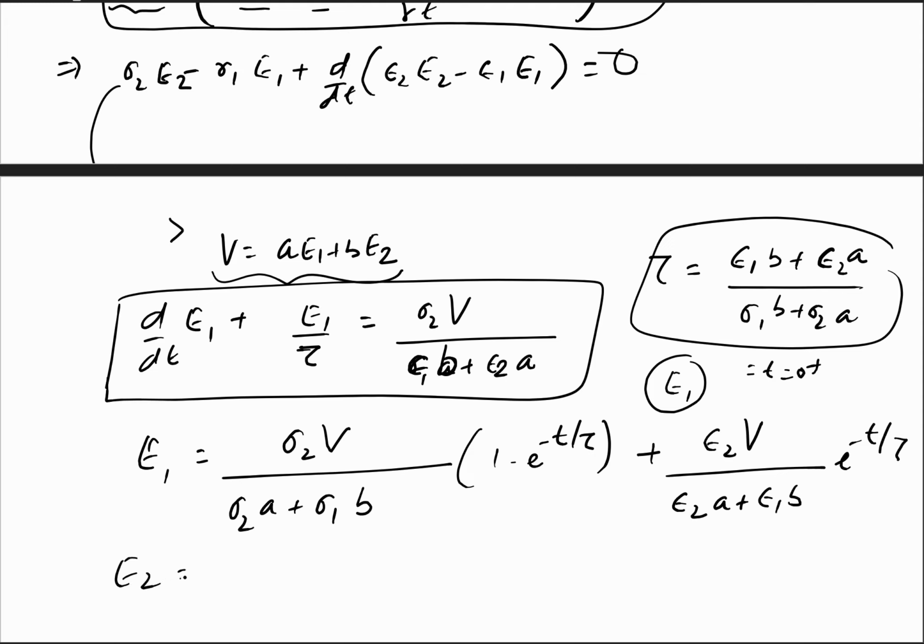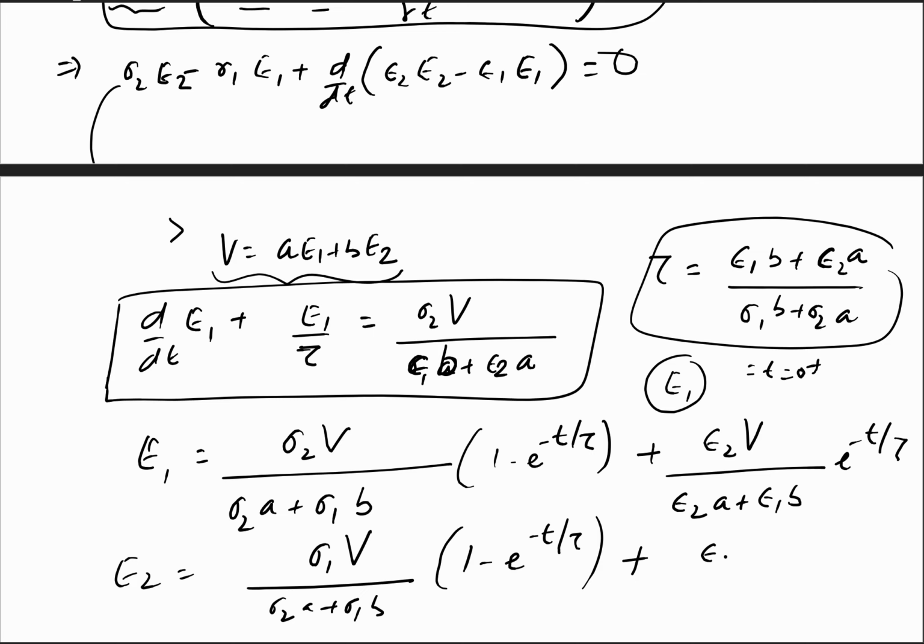Similarly, I can write E2 also as sigma 1 V over sigma 2 A plus sigma 1 B. It is just pure mathematics, nothing else. The only concept involved, I already told that there will be an impulse in the displacement flux density, and it will be epsilon 1 V over epsilon 2 A plus epsilon 1 B times e to the minus t by tau. So just by rearranging and solving the equations, we can bring out these two values of E1 and E2.